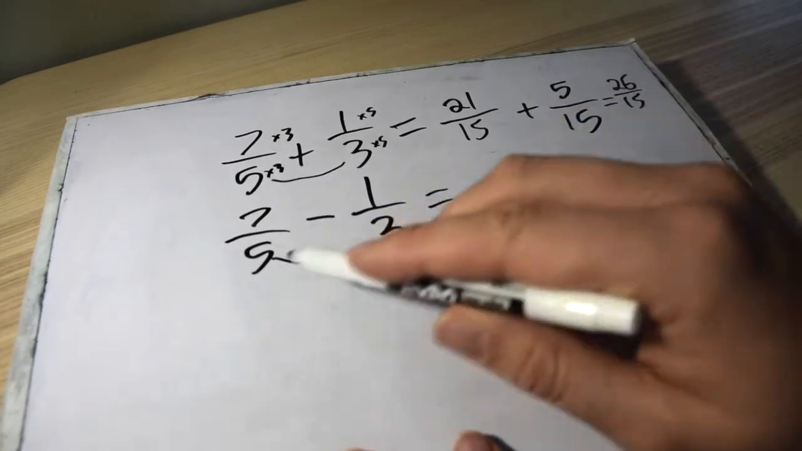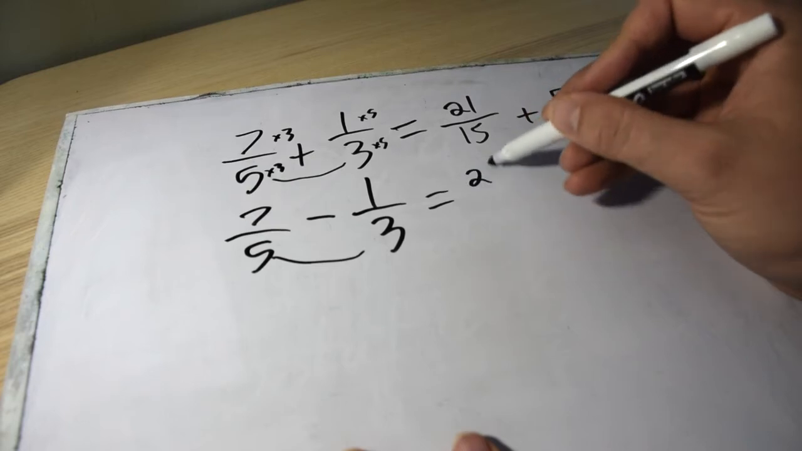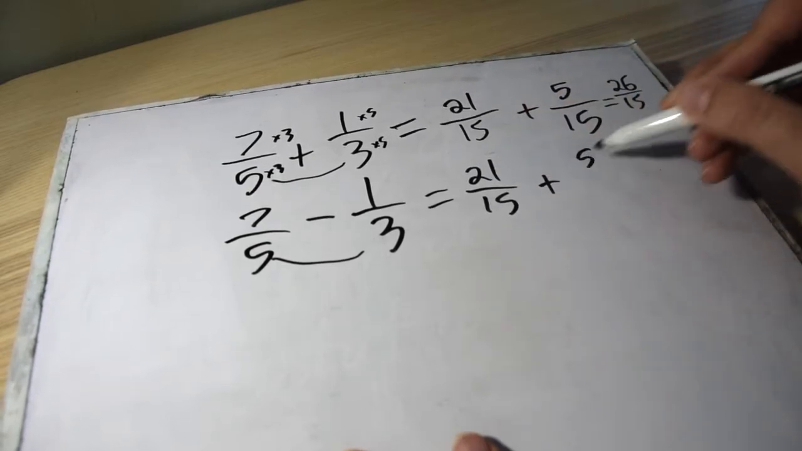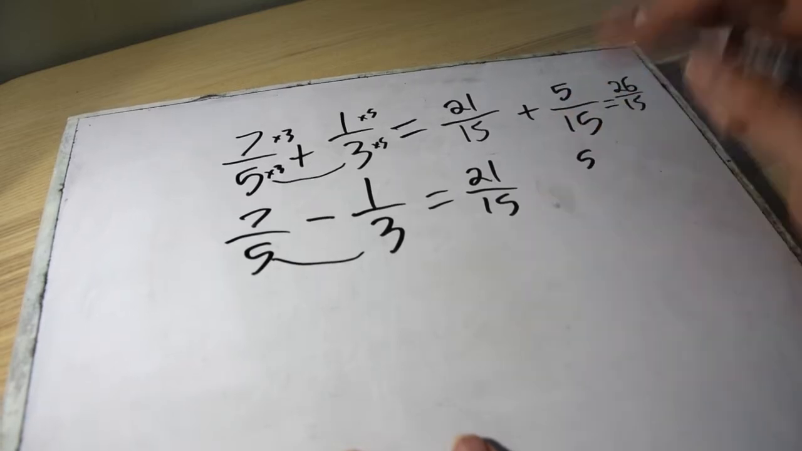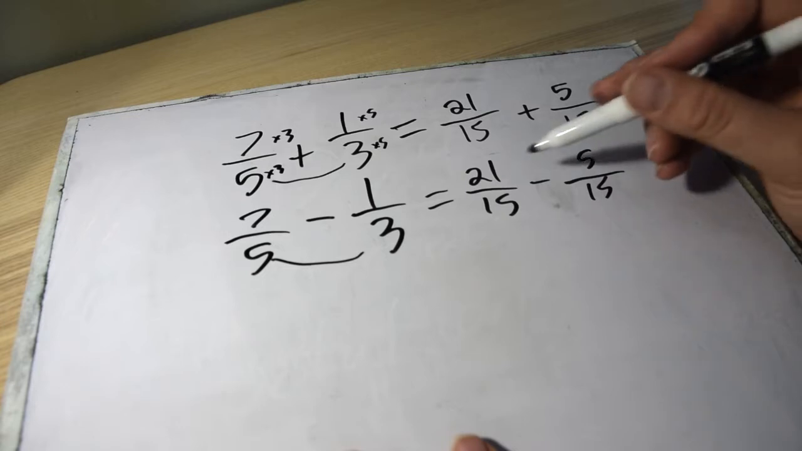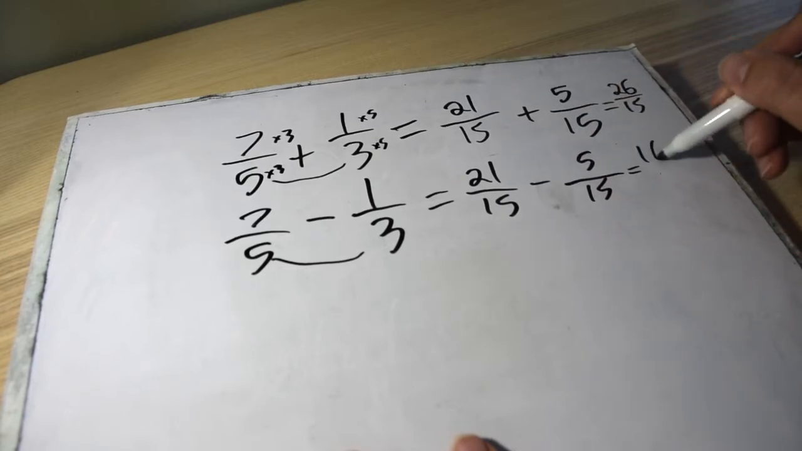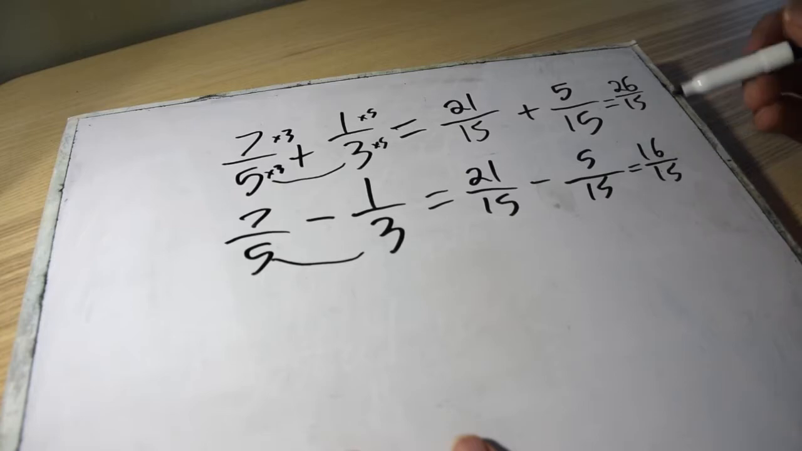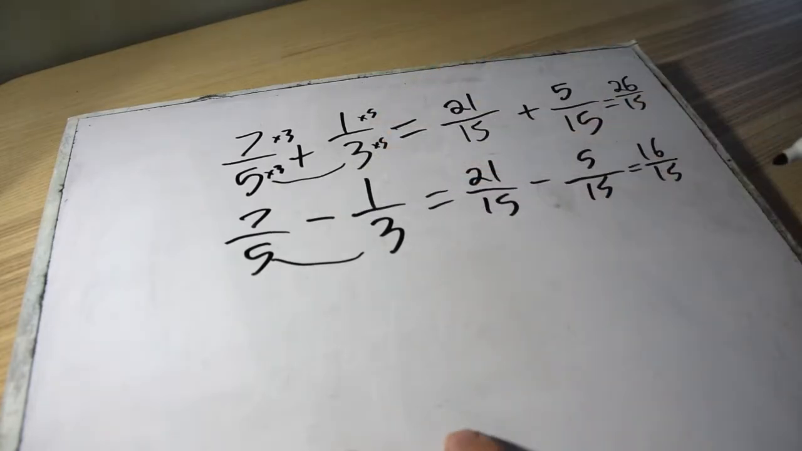Now, if we were going to subtract, those would be the same, because we just have to put them over a common denominator. Sorry, and that's a minus. And so we would just take that away, and that would be 16 over 15. And that would be our final answer, if those were minused.